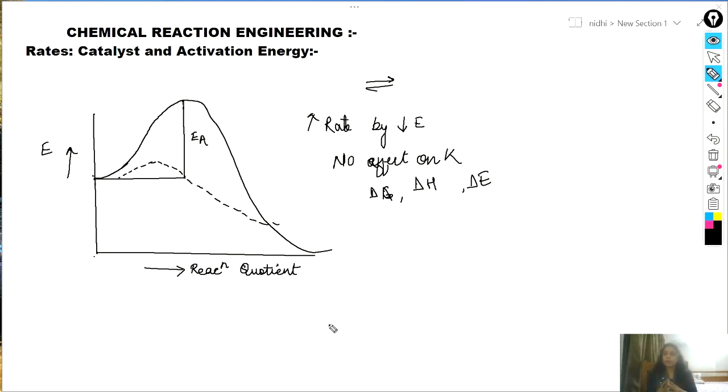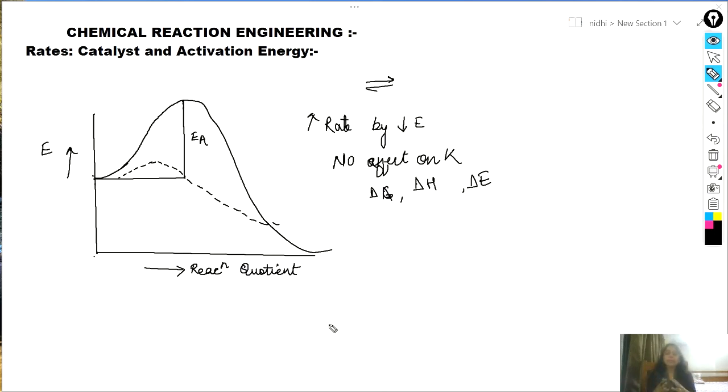concentration. So equilibrium concentration पर catalyst का कोई भी effect नहीं होने वाला है. So it is not going to affect equilibrium concentration or overall equilibrium conditions.